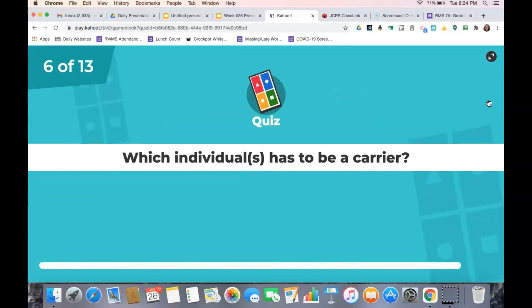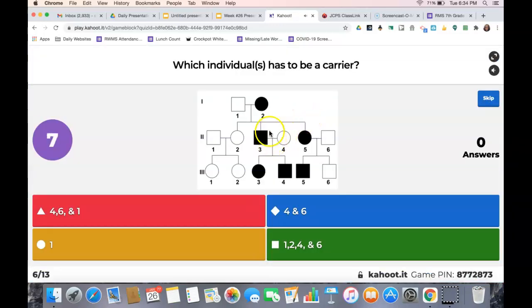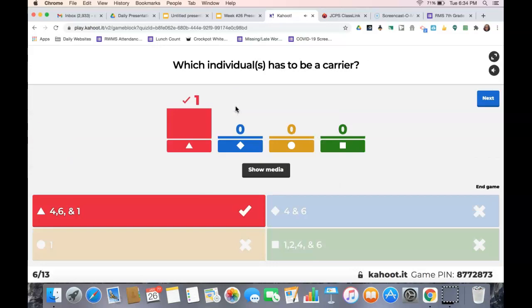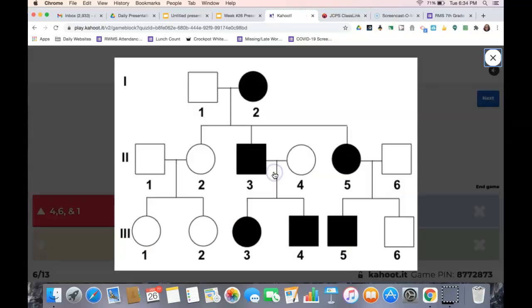Which individual has to be a carrier? So if these people right here had two recessives, one has to be a carrier. So does 4 and 6. Okay? Because all of them were able to pass down a recessive allele to give to their child. And really quick to show you, this person had the recessive trait, so they only offer one recessive allele, but then they had to get another allele from somewhere, which means dad must be a carrier. So 1 definitely is a carrier.